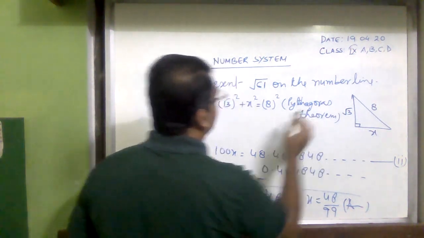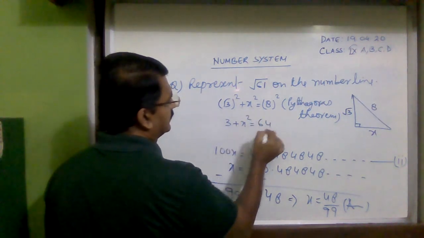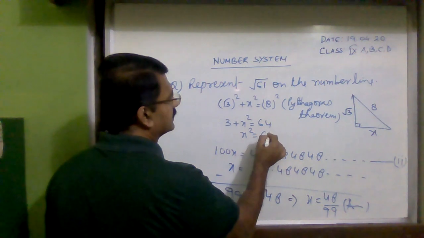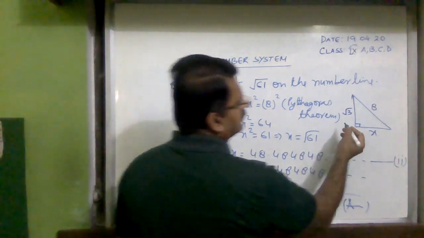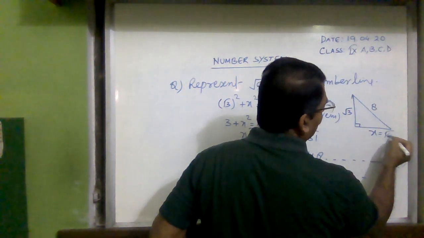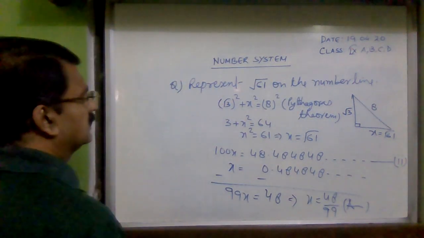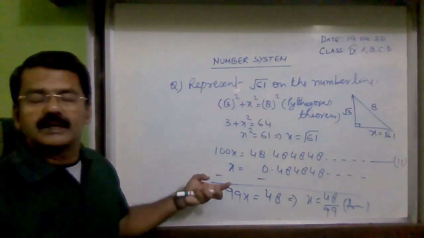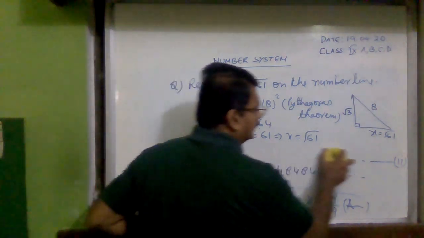So if we apply Pythagoras, then 3 plus x square will be equal to 64. x square is 61 and you can see x is root 61. That means this length will be equal to root 61. Is it clear? Now I will tell you how to represent this value root 61 on the number line.